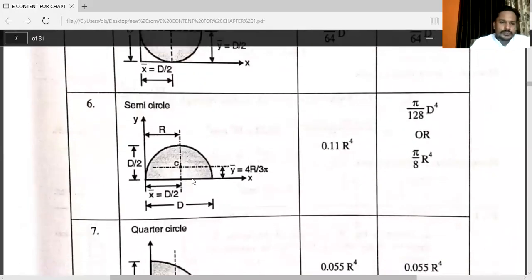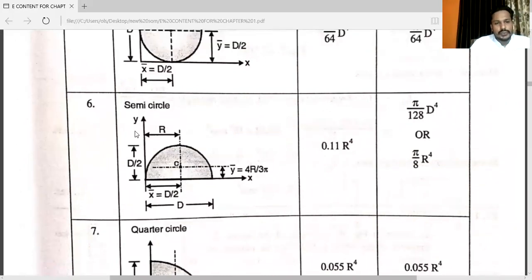Semicircle is given. Here you can see the semicircle. This one is the horizontal axis. This one is the vertical axis. See, selection of vertical and horizontal axis is very important while solving the problem. So here again and again, I am concentrating on horizontal and vertical axis. This distance, that is x bar, that is d by 2. This vertical distance, that is capital D by 2. So here y is given. You can see the distance from OX axis.